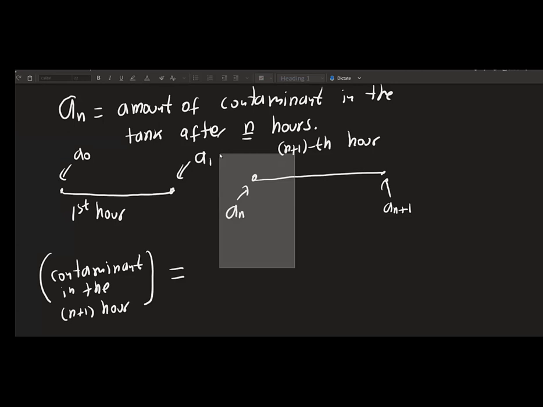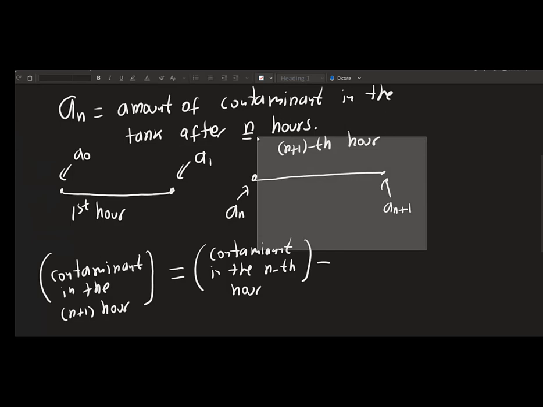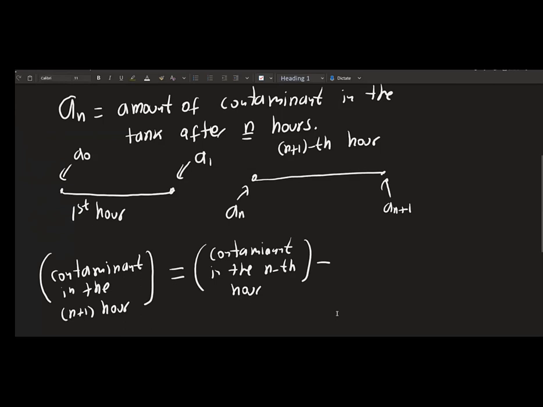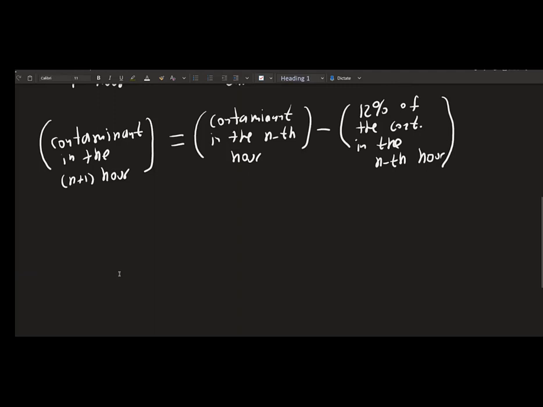Okay, so this is going to be the contaminant. And because we are looking at this AN right here, it is the contaminant in the nth hour. Then we are reducing in this hour 12% of the initial contaminant, which is this one here. So that's going to be minus 12% of the contaminant in the nth hour. All right, so what is this one right here? This is AN plus one, right? The contaminant at the end of that hour. So then this is going to be AN plus one.